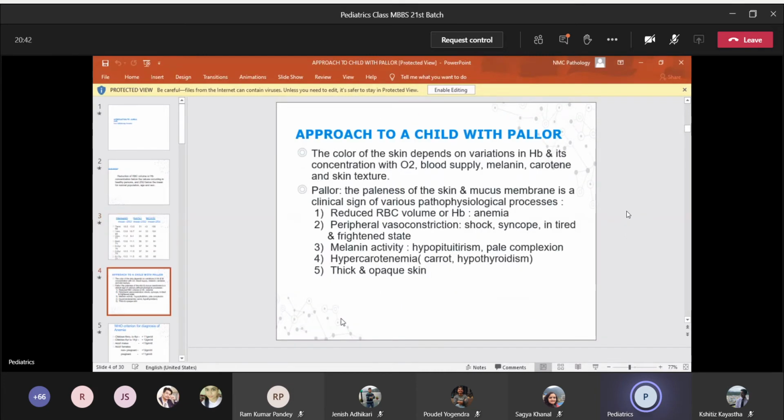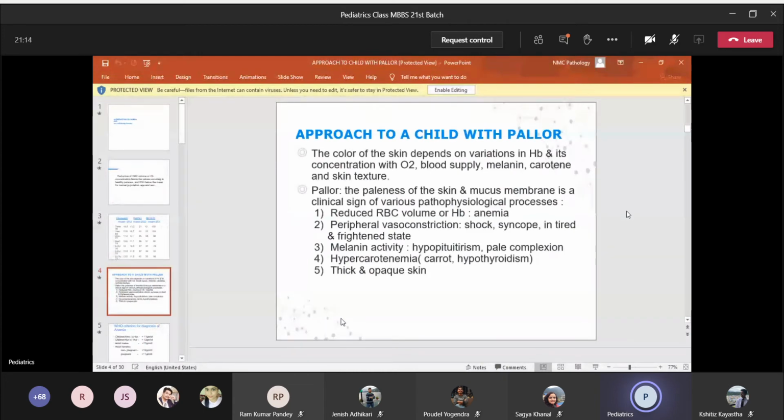So, approach to a child with pallor. First of all, what is pallor? We see it in the skin, in the nail bed, and in the mucous membrane. The color of the skin depends on variation in hemoglobin and its concentration with oxygen, blood supply, melanin, keratin, and skin texture. Pallor is the paleness of the skin and mucous membrane, and it is not a disease, it is a clinical sign of various pathophysiological processes.